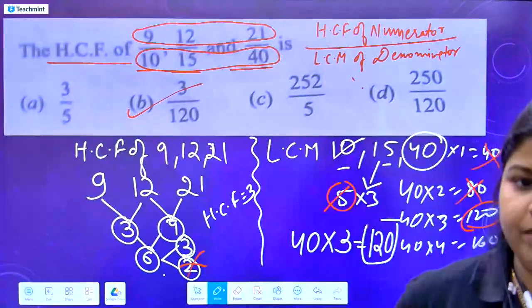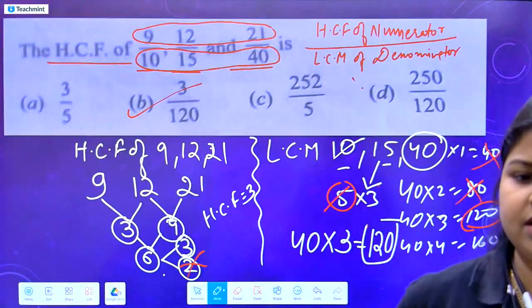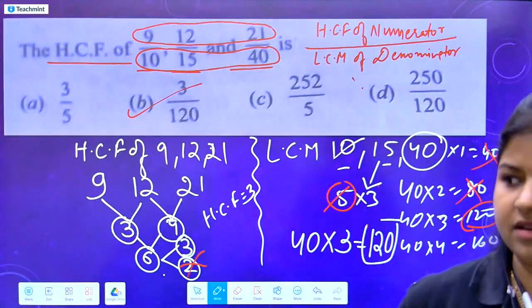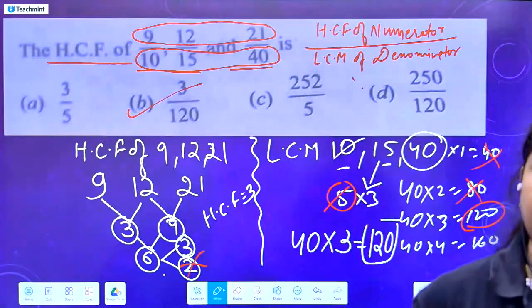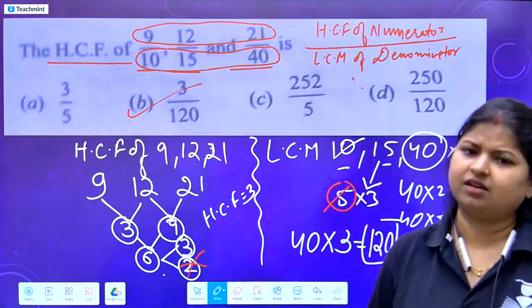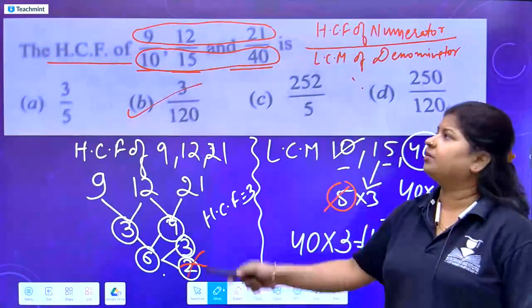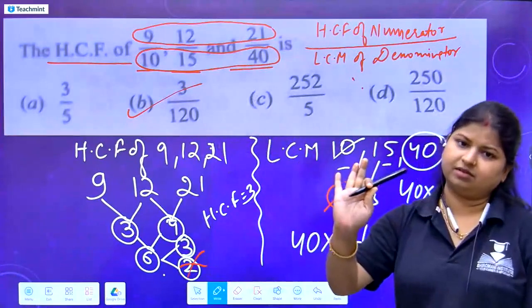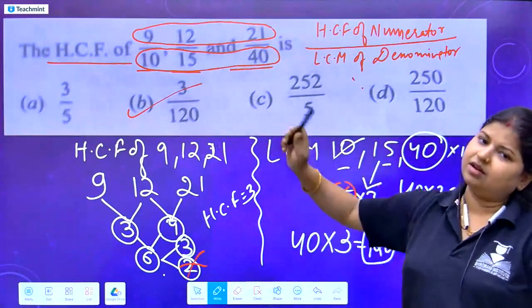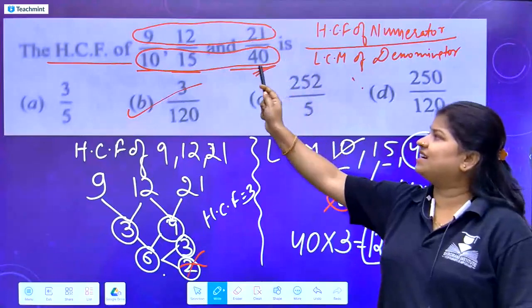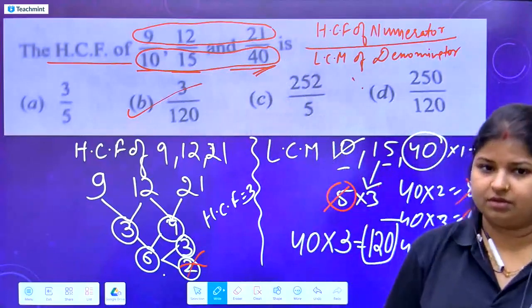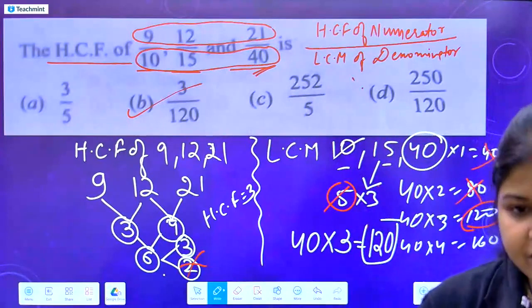Yes, Trisha? Ma'am, in the LCM of 10, 15, in the first step 10, 15, 40. How do we get the 40, 43 is it 120, but in the LCM, ma'am. 40 is the largest among the given numbers.